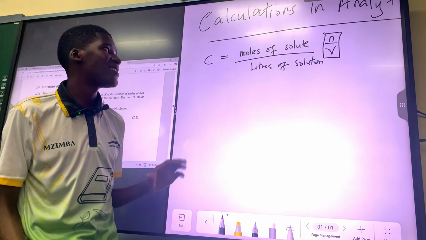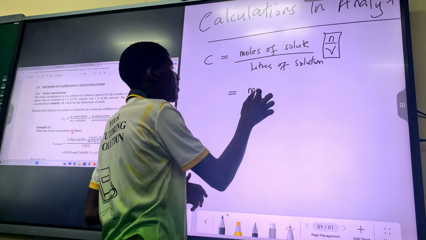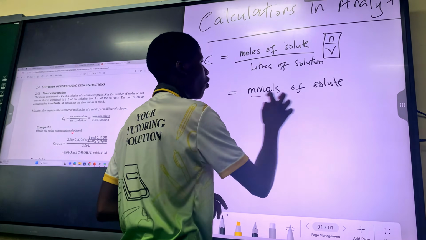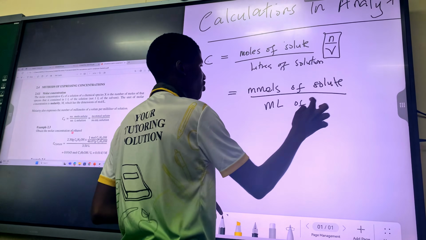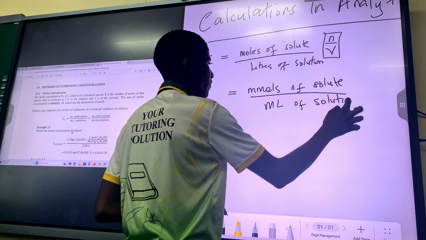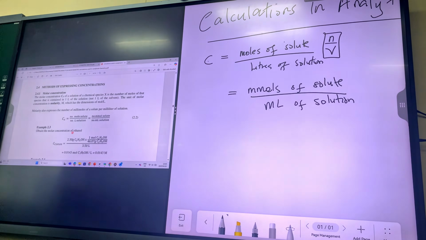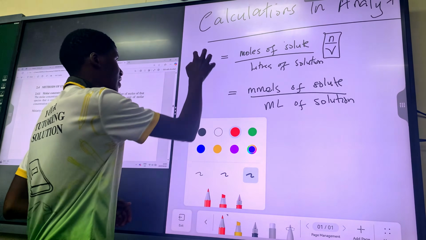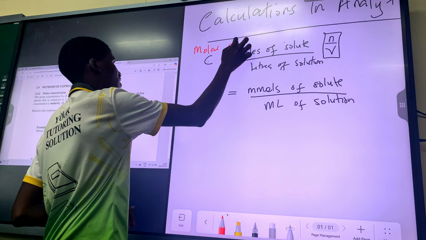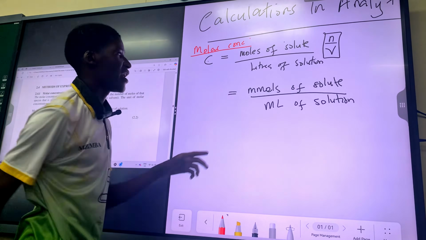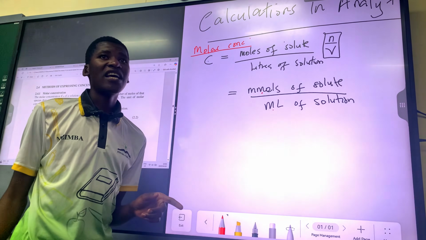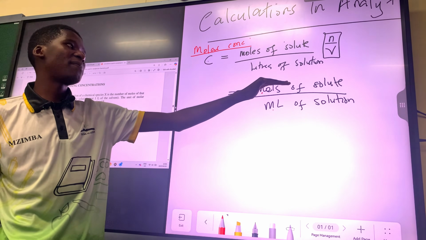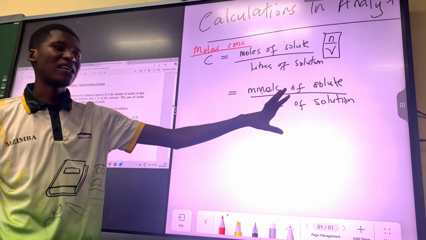Or there's another way of doing this. If you have millimoles of solute over milliliters of solution, you can still find the molar concentration. So in molar concentration, you can still find it if you've got millimoles as well as milliliters. If you use moles, you must go ahead with liters of volume. If you're going to use millimoles, you must use milliliters.